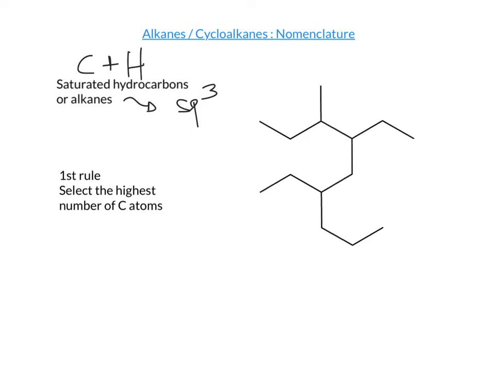And the first rule that we're going to learn says that in any given compound, we have to select the highest number of carbon atoms, or alternatively, meaning that we have to find the longest chain. And this chain will be named as the parent chain.